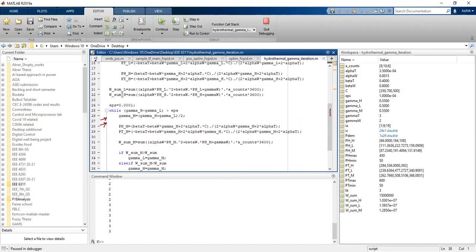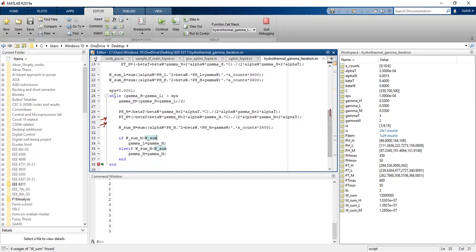With these two values of gamma, we are now entering into my iteration conditional statement. This is epsilon, the convergence criteria. What is this epsilon? This is basically the difference in the gamma values, gamma H minus gamma L. Until your gamma H and gamma L difference is less than epsilon, you do this looping. This is actually the condition. Epsilon is taken very, very small, 0.0001. That means gamma H and gamma L values should be pretty close to each other before convergence.